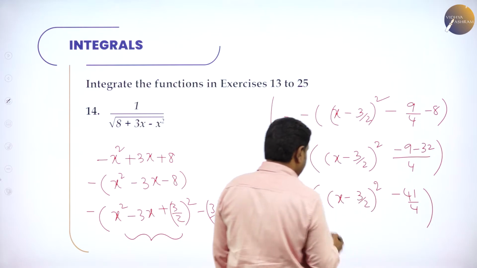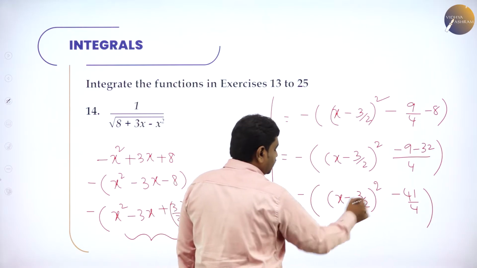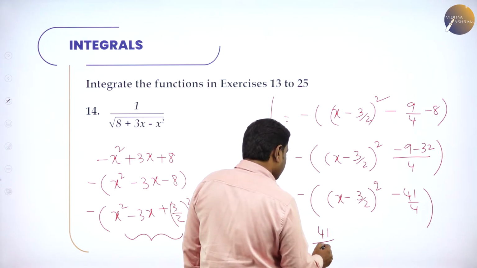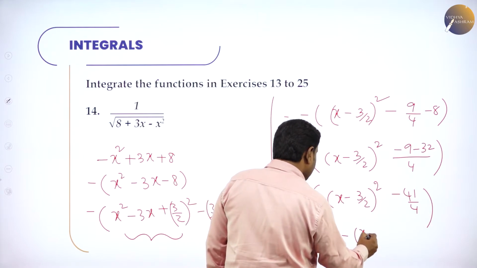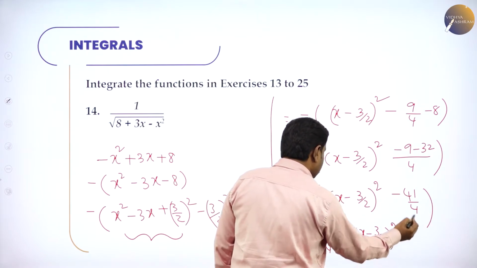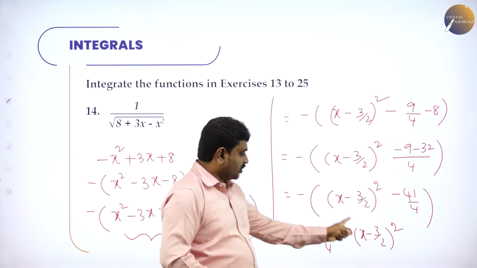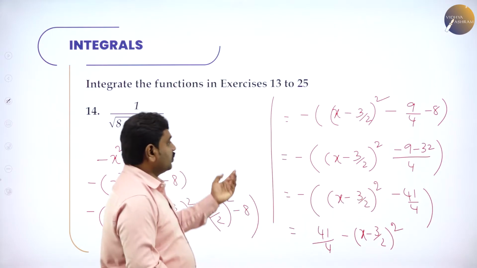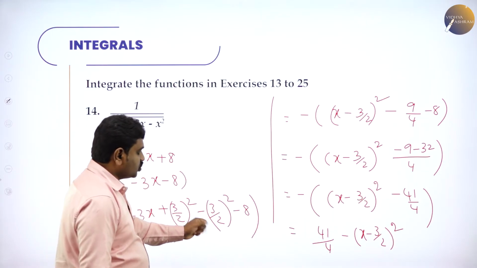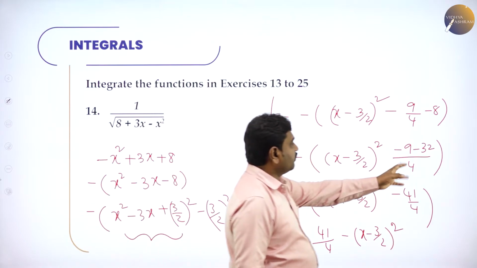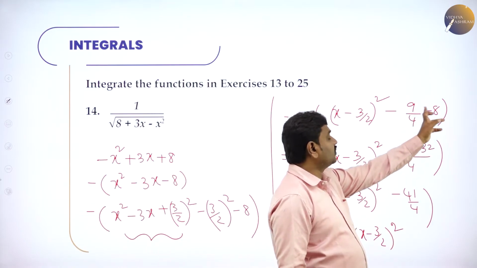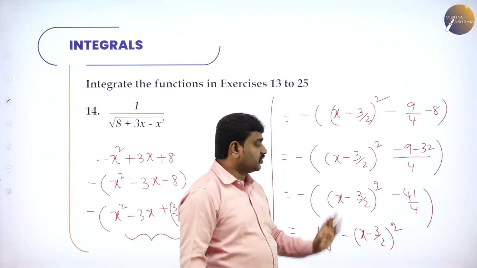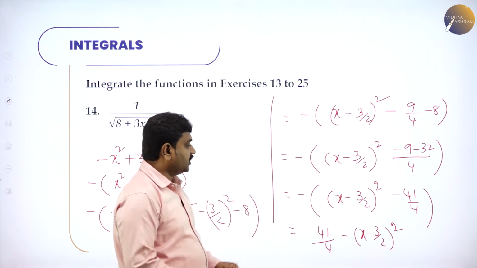Then further you can write, you take minus inside. If I take minus inside, 41 by 4 is positive and this will become negative, x minus 3 by 2 the whole square. So I'll take minus inside, this will become negative, this will become positive. So careful observation here, 3 square is 9, 2 square is 4. So 9 by 4, if I take LCM, 4 is LCM, 8 fours are 32, minus 9 minus 32 becomes minus 41. So now I can rewrite the given question.